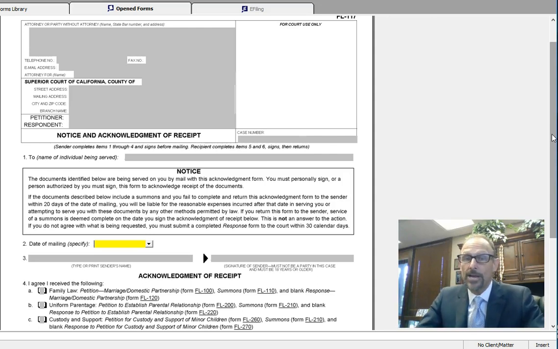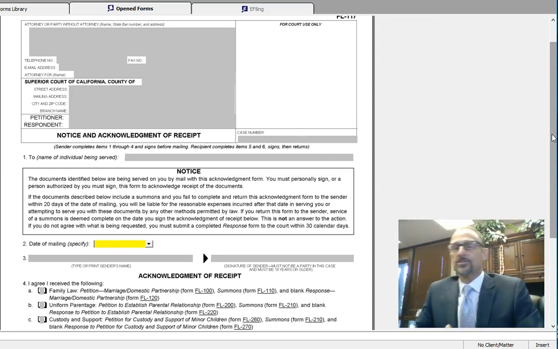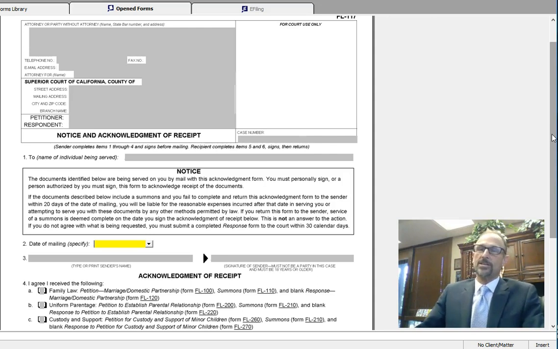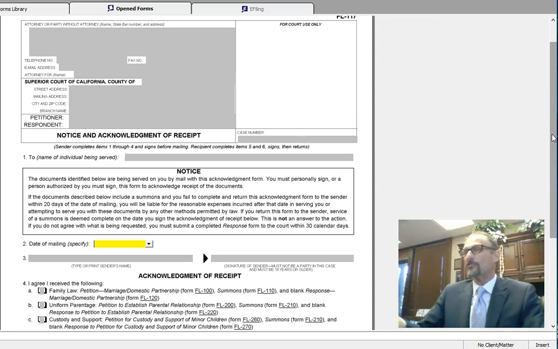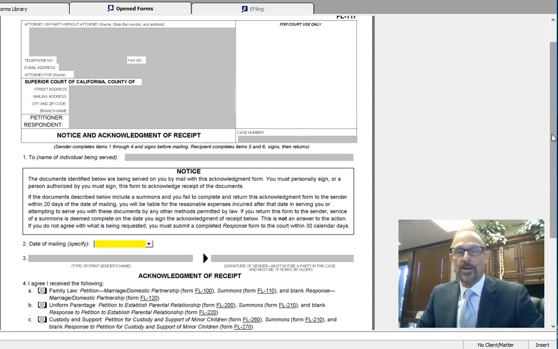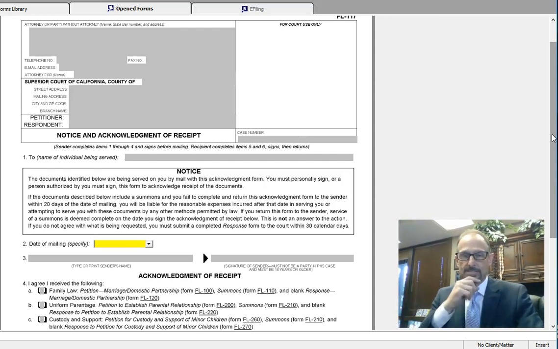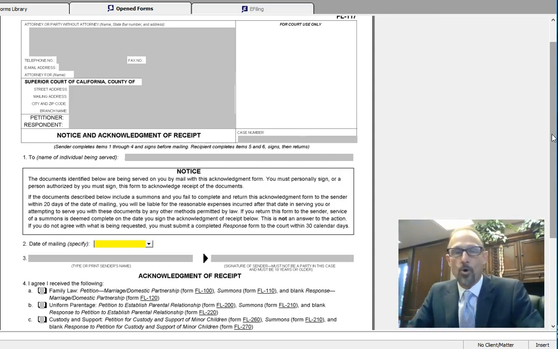If you do not agree with what is being requested, you must submit a completed response form to the court within 30 days. That would be true anyway. So once you receive this, you need to know that you're being served one way or another. You don't technically have to send it back if you're going to file a response within 30 days. But just understand, this is a technically important form.